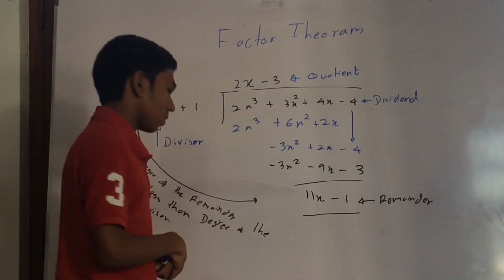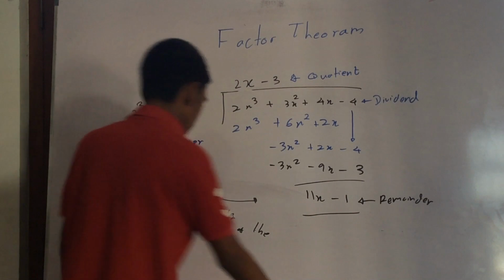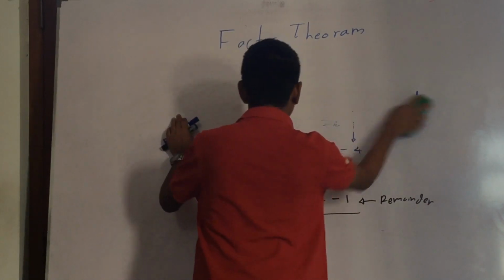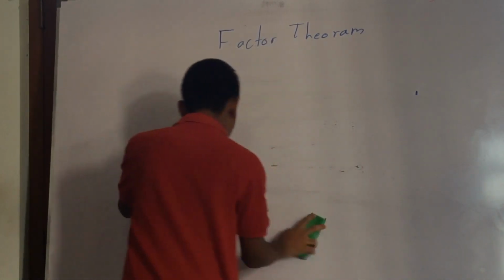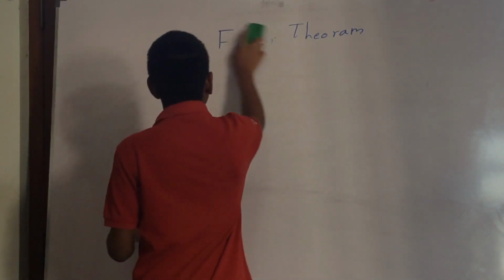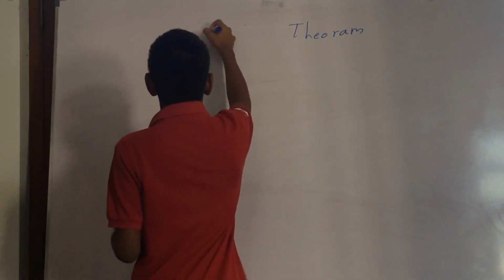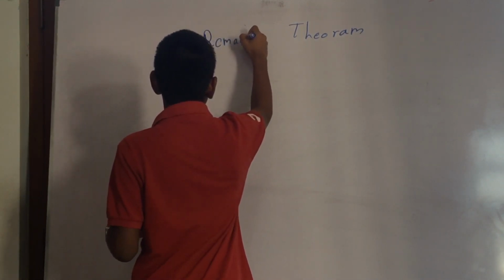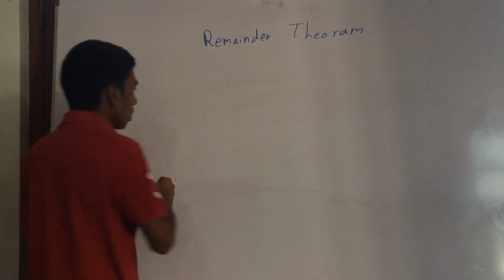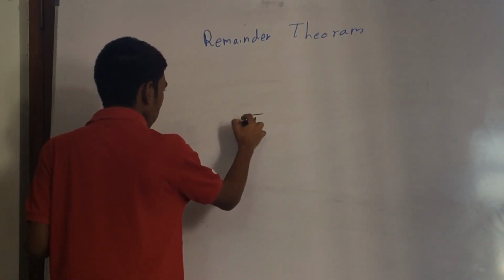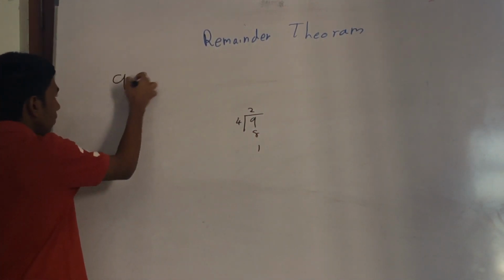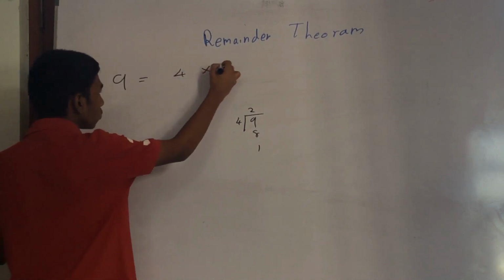Now let's move to the remainder theorem. This is the main part of the lesson. Remainder theorem. Earlier, when we divided 9 by 4, we got 2 and 2 fours are 8, remainder 1. So, 9 is equal to 4 into 2 plus 1.